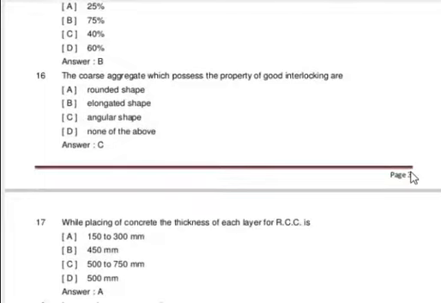In question number 16, the coarse aggregate which possesses the property of good interlocking are: rounded shape, elongated shape, angular shape, none of the above. In angular shape, there is a good interlocking. So, option number C is the answer of question number 16.